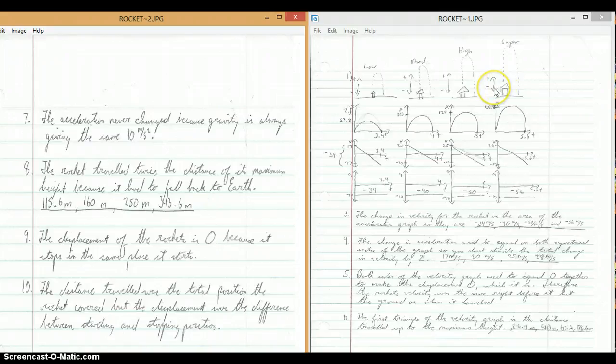Number 9, what are the total displacements of the rocket? All the rockets have a displacement of 0 because they were all launched from the ground and they all landed on the ground. So their total position shift in the end was 0. The answers are different for the last two questions because your total distance traveled is how far it went up and down, which is double the maximum height. But your displacement is the distance between where you started and where you ended, which was 0 because they started and ended on the ground.